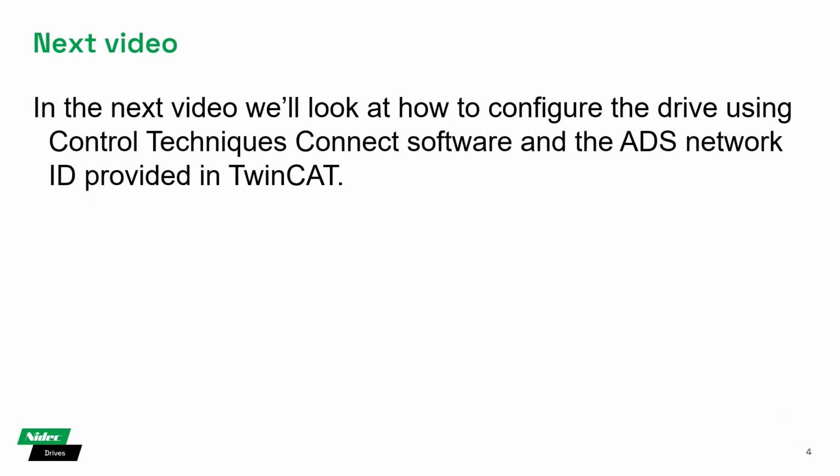So there we have it. That's all of the steps required just to get ADS communications working. You'll note that we didn't need to get any PLC code written or anything like that in order to get it going, so it's actually quite a simple setup really. In the next video we're going to look at how to use that address that we copied just now, and then connect to our drives using Control Techniques Connect software to configure the drive.